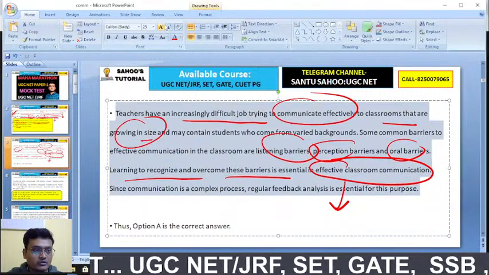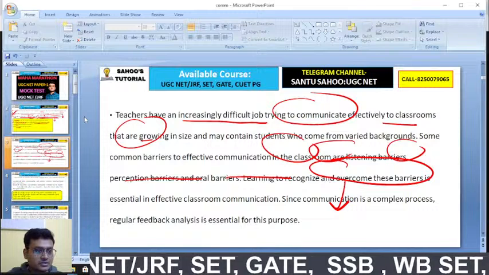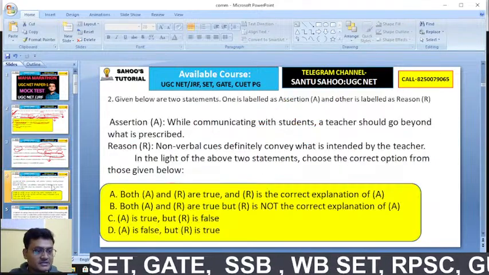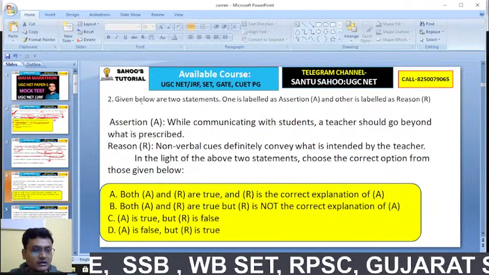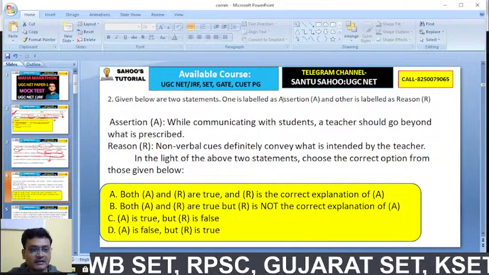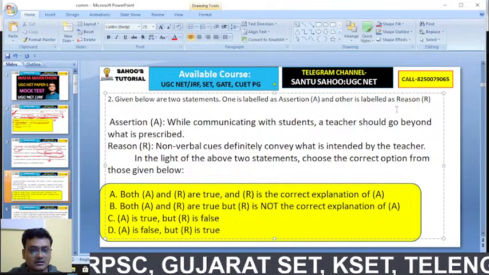Okay, we'll do. So that's why here B is the right answer. Given below are two statements. One is labeled as assertion, another one is reason.